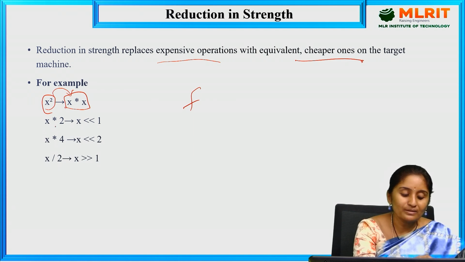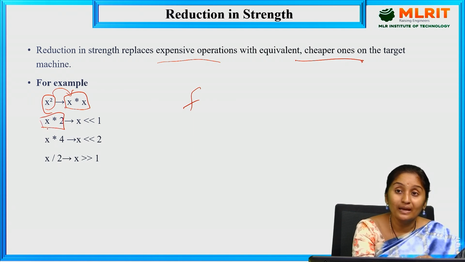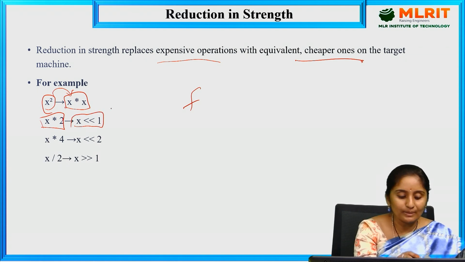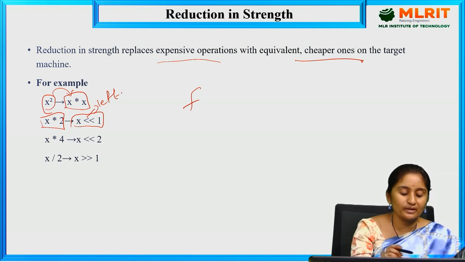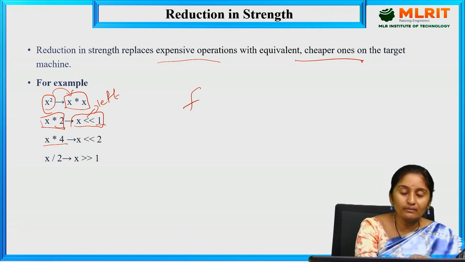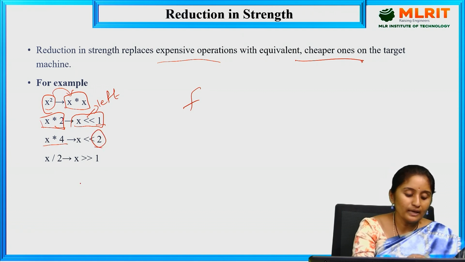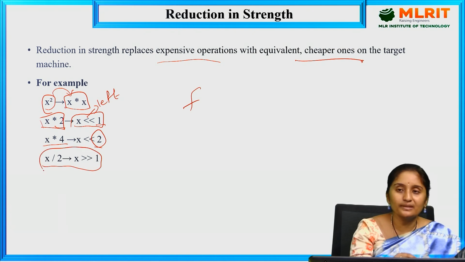Now x into 2. Doing this takes a lot of time and also a lot of memory. So to reduce this, we use the left shift operator: x left shift 1. Since there is a 2, we get only one left shift. If I have x into 4, then I have two left shifts. And x by 2 is a right shift, so it is a division operator.